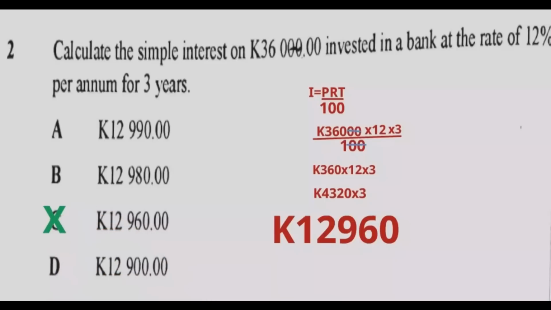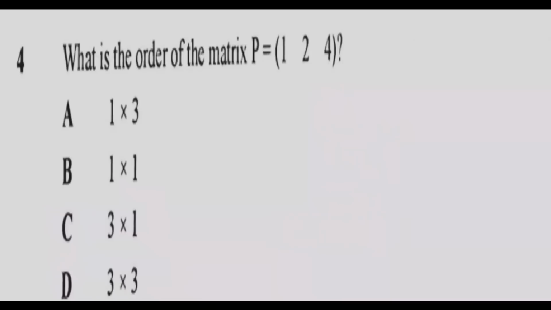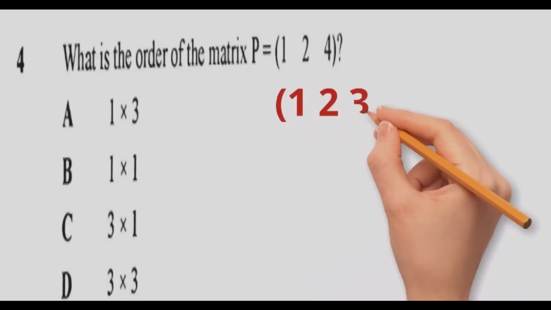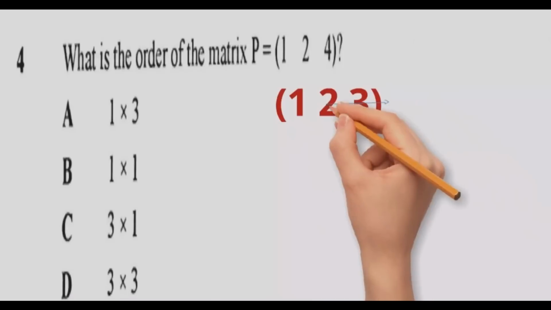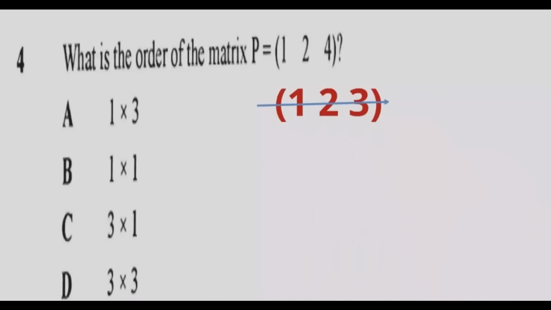We go to the next question. Question 4 is as follows. What is the order of matrix P, which is equal to 1, 2, 4? When you are trying to determine the order of a matrix, you start by counting the number of rows, which will be the number of rows by the number of columns.